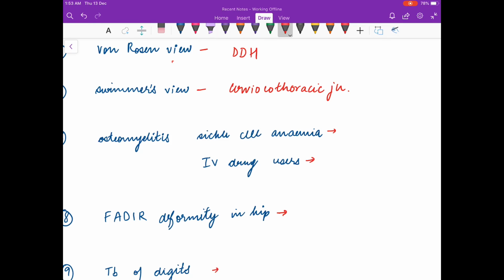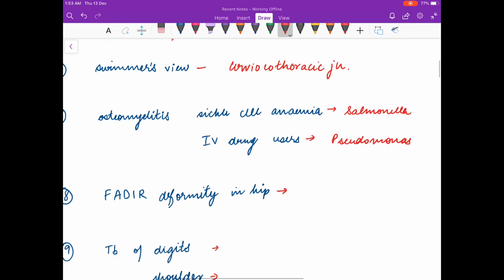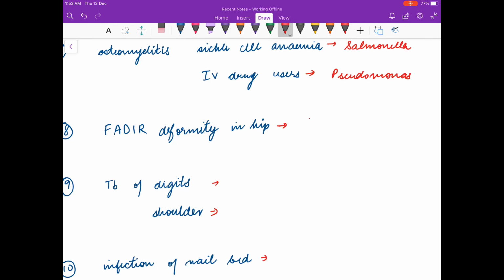The causative organism for osteomyelitis in sickle cell anemia is Salmonella. In IV drug abusers it is Pseudomonas. Faber deformity is seen in posterior dislocation of hip and arthritis.